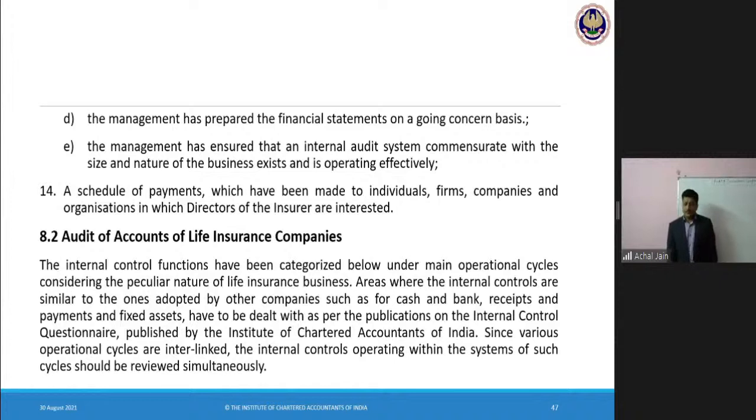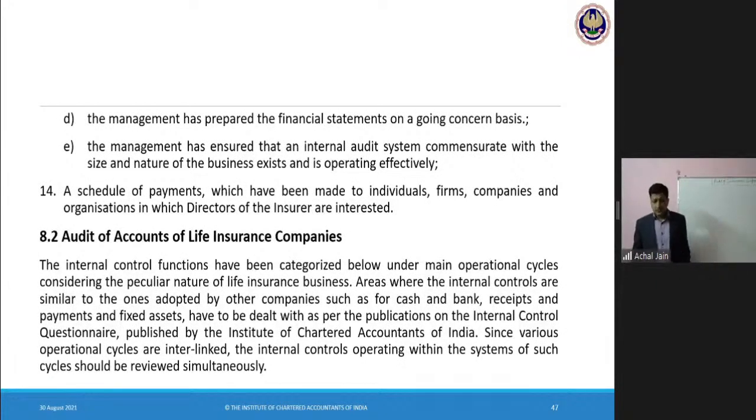Next, a schedule of payments which have been made to individuals, firms, companies, organizations in which the directors of the insurance company or the insurer are interested. Clear?